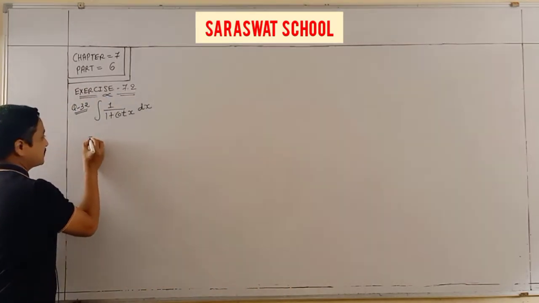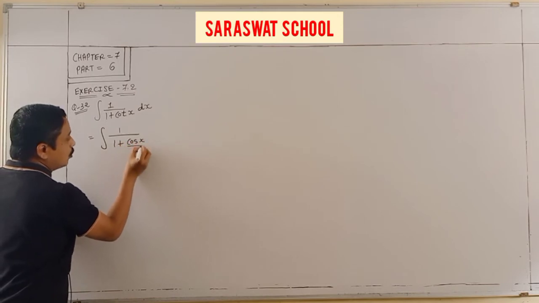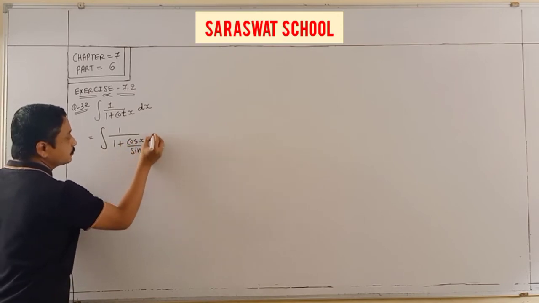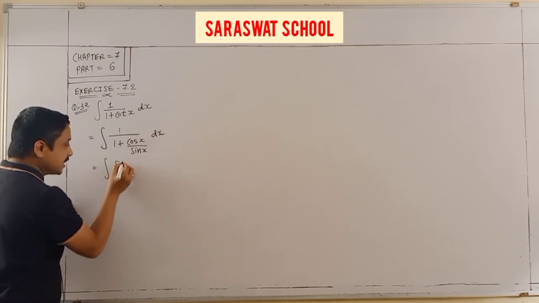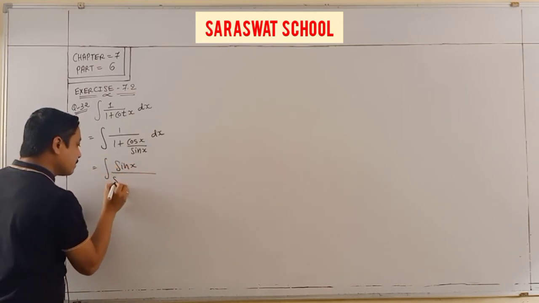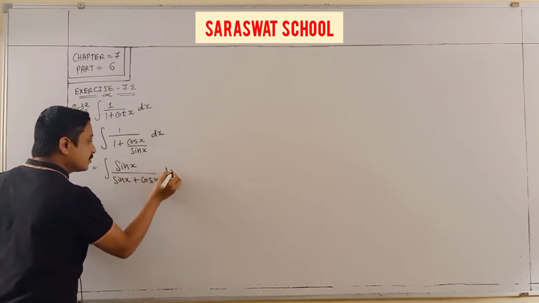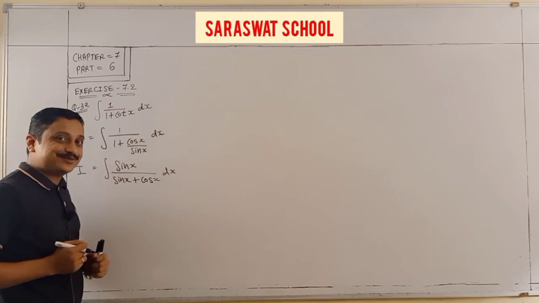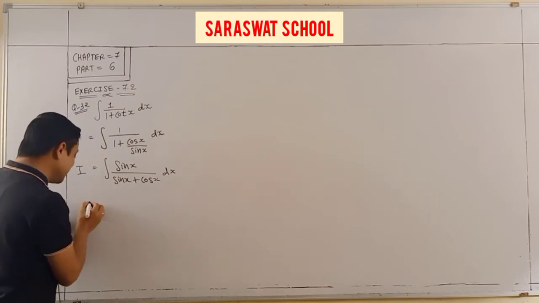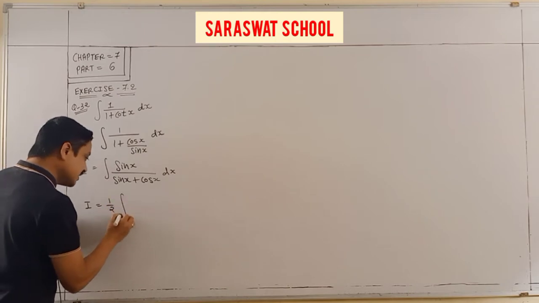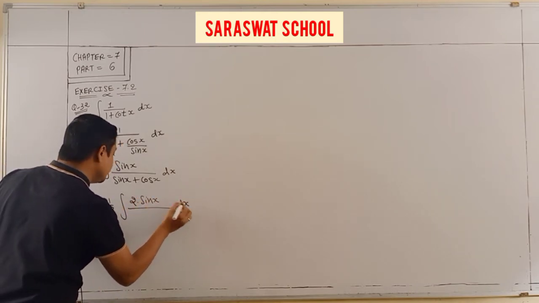So first, write cot as cos below sin, take LCM. So sin x by sin plus cos x, and this is a turning point now. For a turning point, 2 divided and 2 multiplied is necessary. Other numbers are not valid. Only 2 is valid.